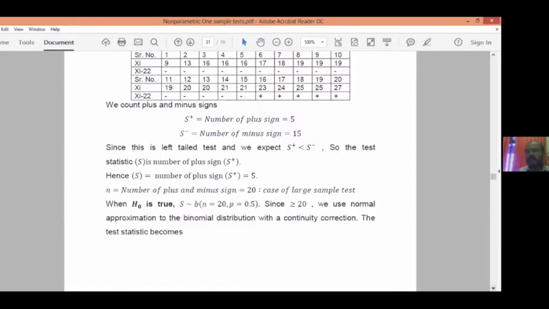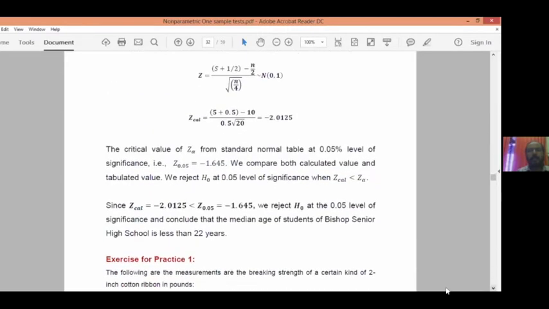The test statistic becomes this. All of these ideas are implemented directly in the software SPSS, I tell you. So we have to calculate the test statistic; all these values are given. Then finally we compare with the critical value. The critical value, Z alpha, from the standard normal table at the 5% level of significance is minus 1.645. We compare both the calculated value and the tabulated value.